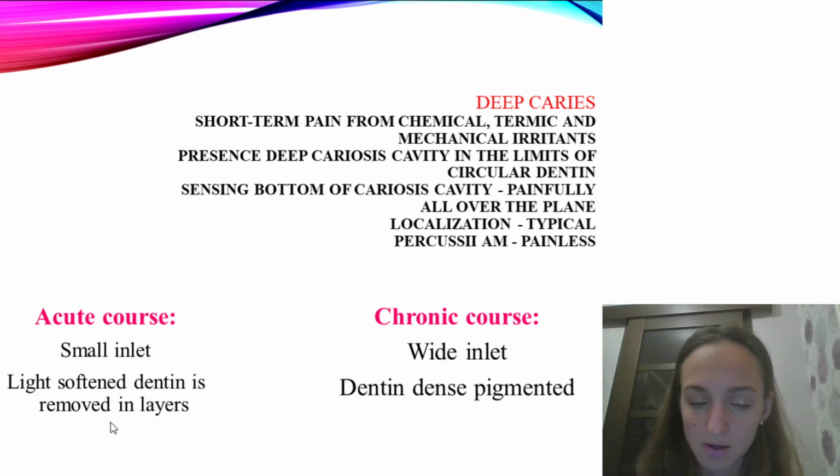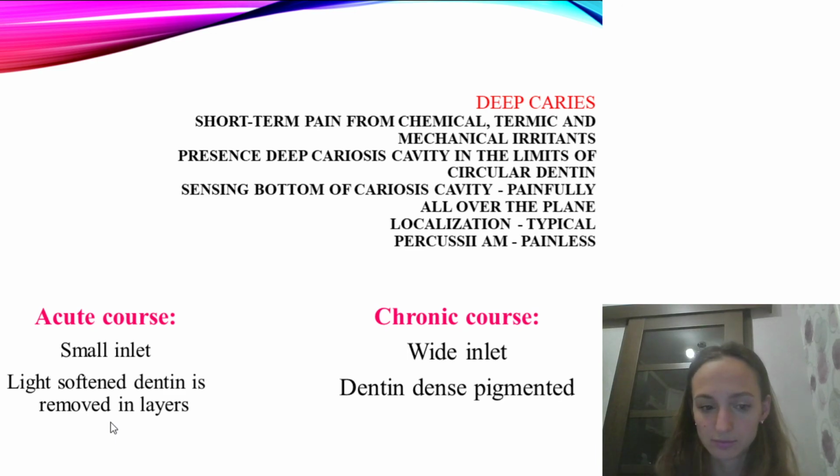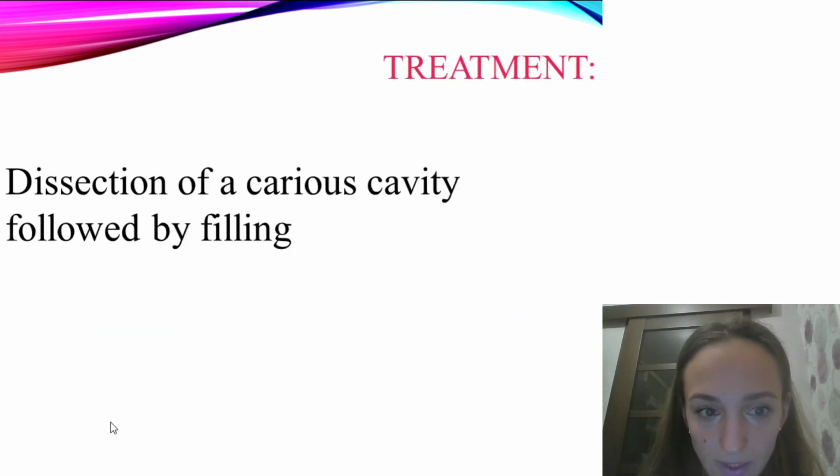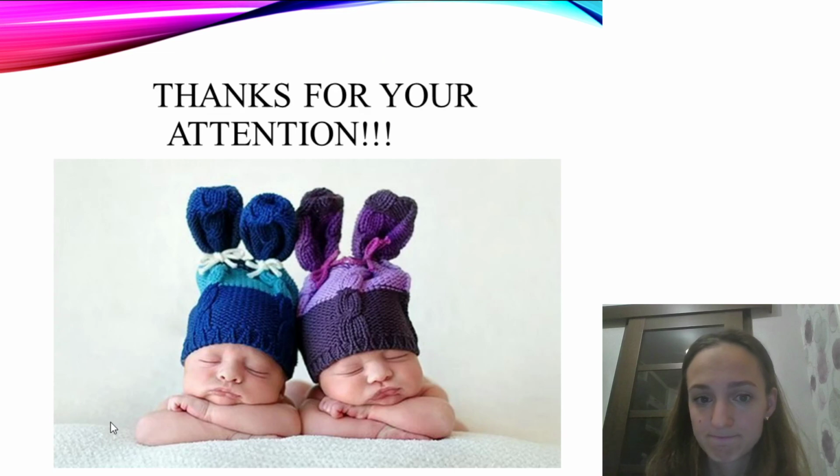Deep caries: acute course small inlet, chronic white inlet, light softened dentin and dense pigmented dentin. Treatment: dissection of the caries cavity followed by filling, of course.